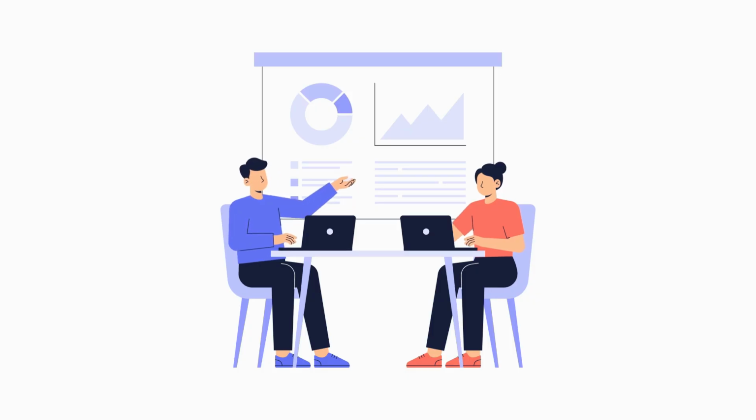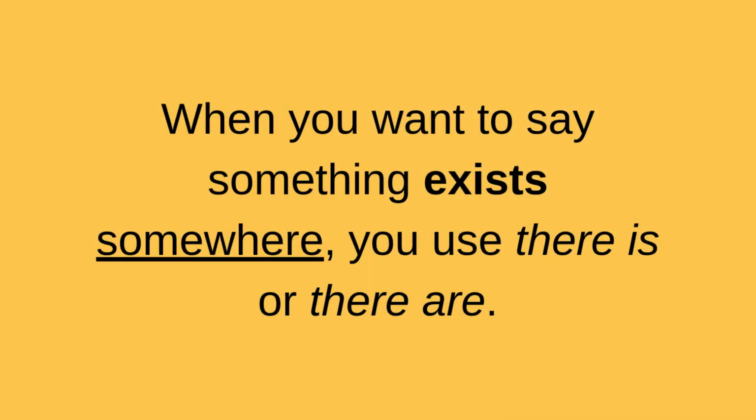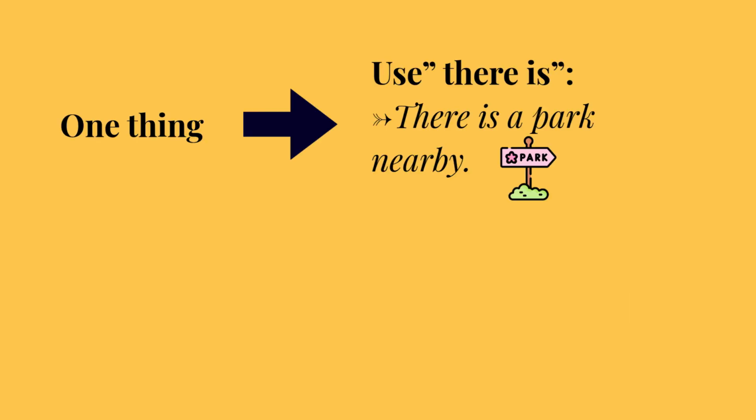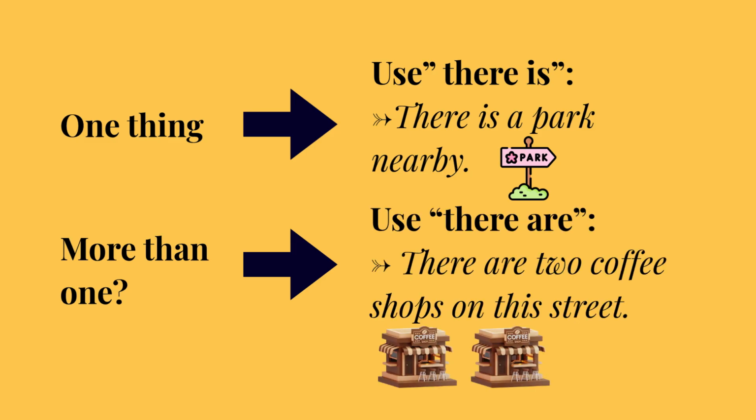Before we listen to a conversation, let me show you something simple. When you want to say something exists somewhere, you use there is or there are. The rule is easy. One thing, use there is. There is a park nearby. More than one, use there are. There are 2 coffee shops on this street.